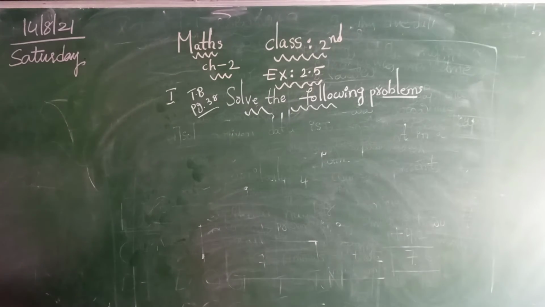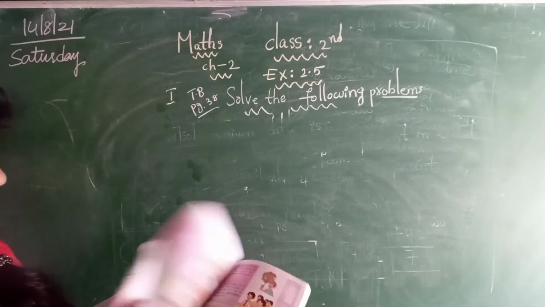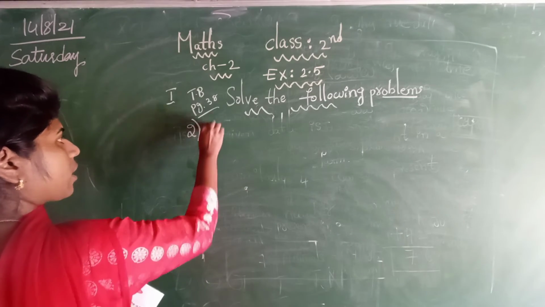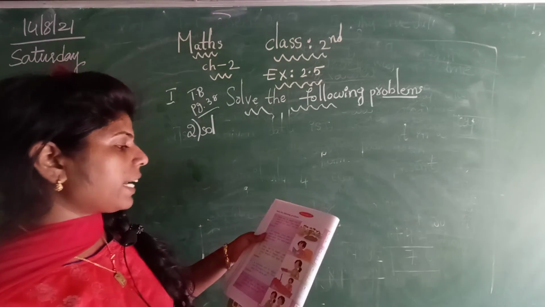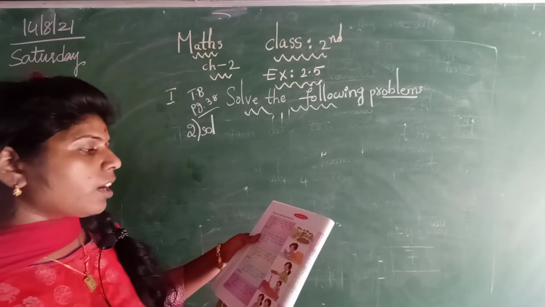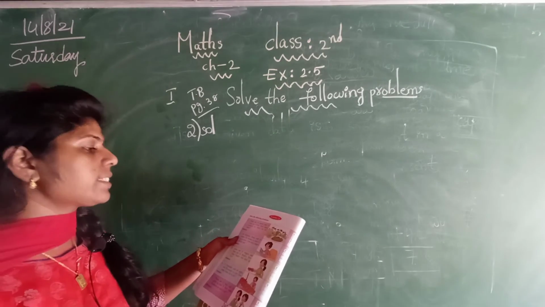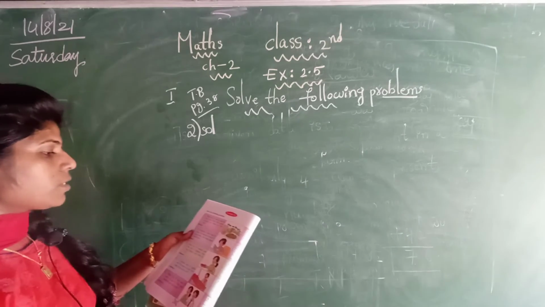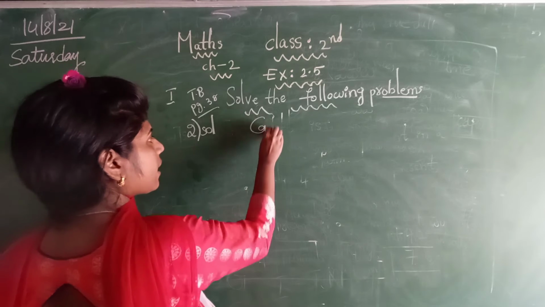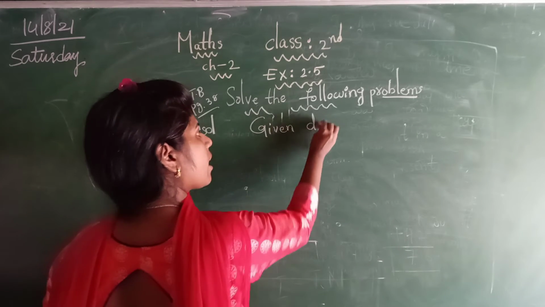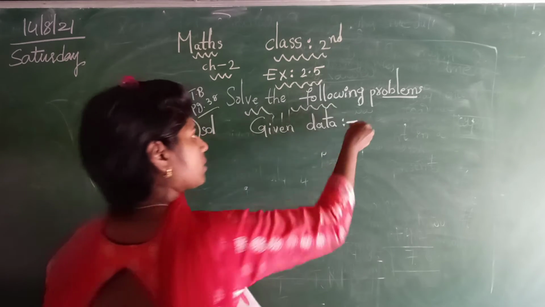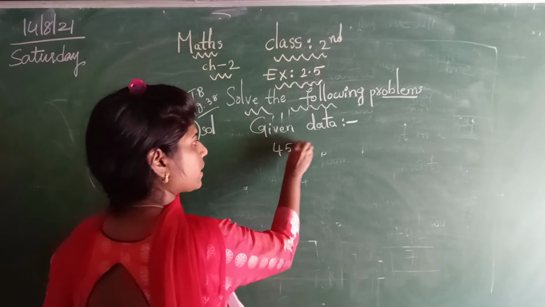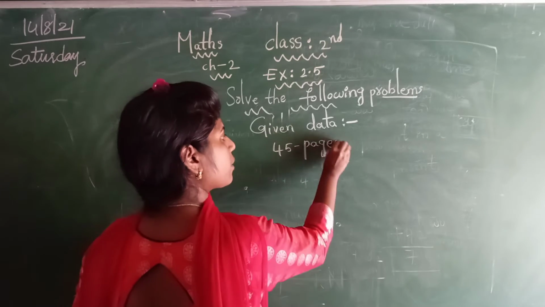Look at our next, second question. Second solution. On Saturday, Tarun read 45 pages. On Sunday, he read 37 pages more. How many pages did he read? So what is the given data? Tarun read 45 pages. 45 pages read by Tarun.